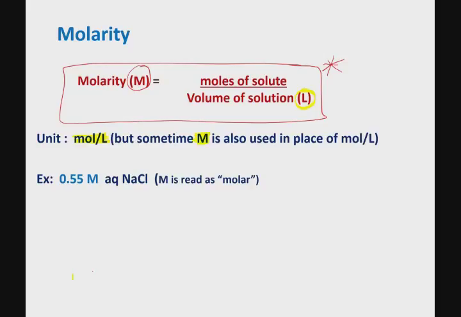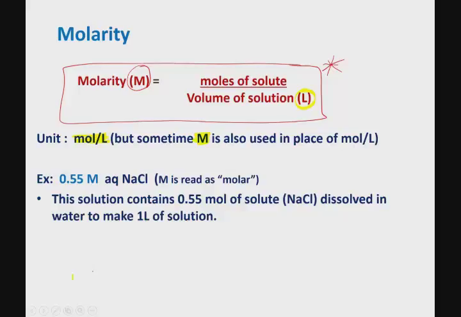For example, sometimes you might come across a label. For example, there's 0.55 uppercase M aqueous NaCl. So what does this label mean? And it's very important to understand that. This label tells us, first of all, uppercase M, when used as a unit, like in this case, is read as molar. So we read this as 0.55 molar aqueous sodium chloride.